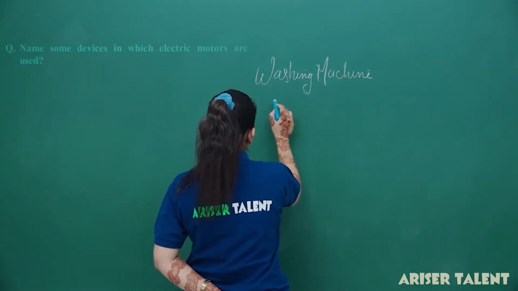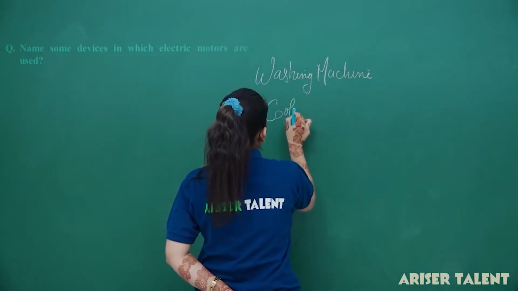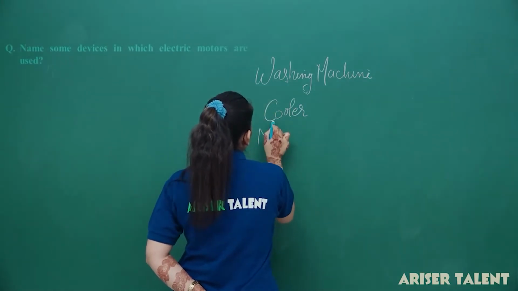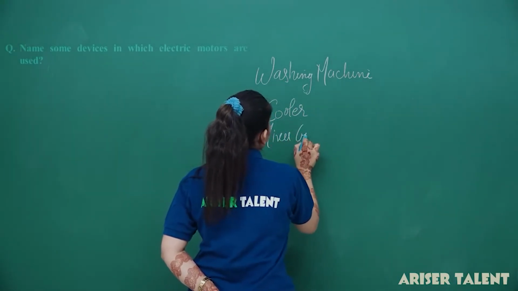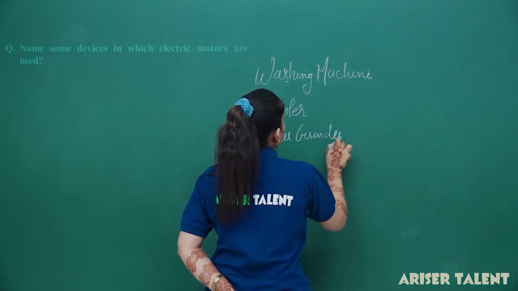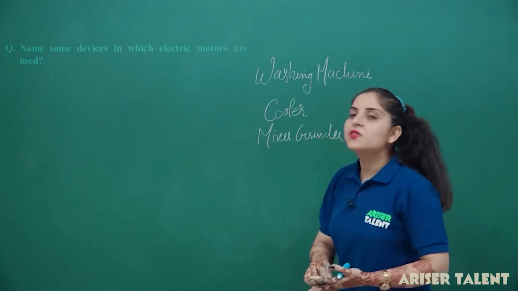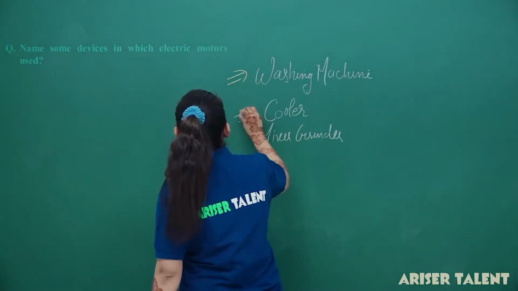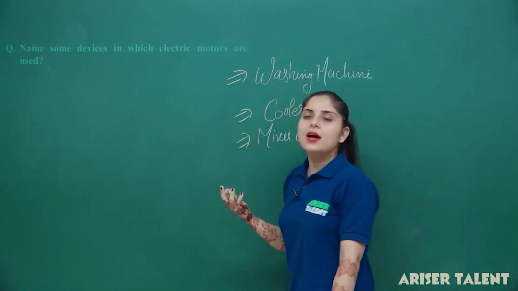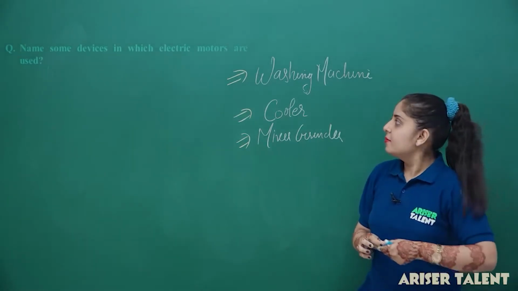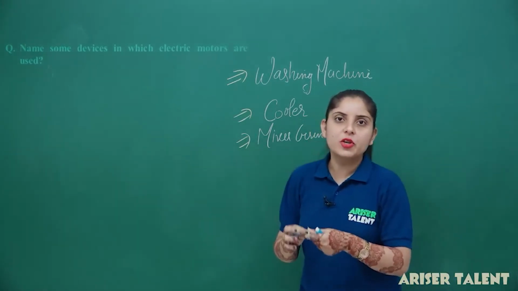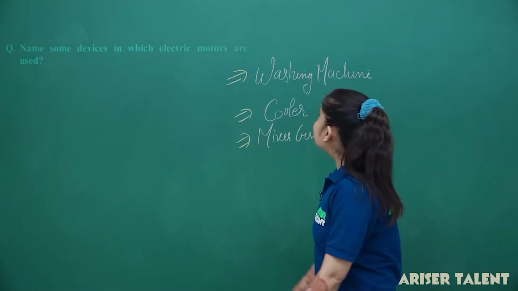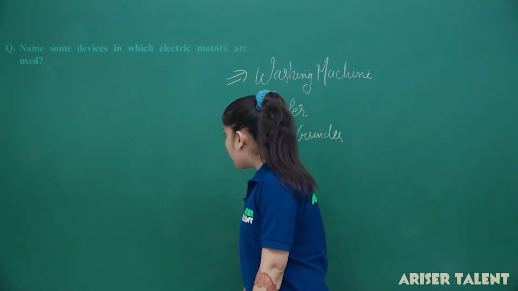Second one is cooler you have. Third one is mixer grinder. So these are a few of the devices from our household articles that actually have electric motors in them. You can write the other options also in this answer. So this is a very simple question you have. Now let's move to the next question in this sequence we have.